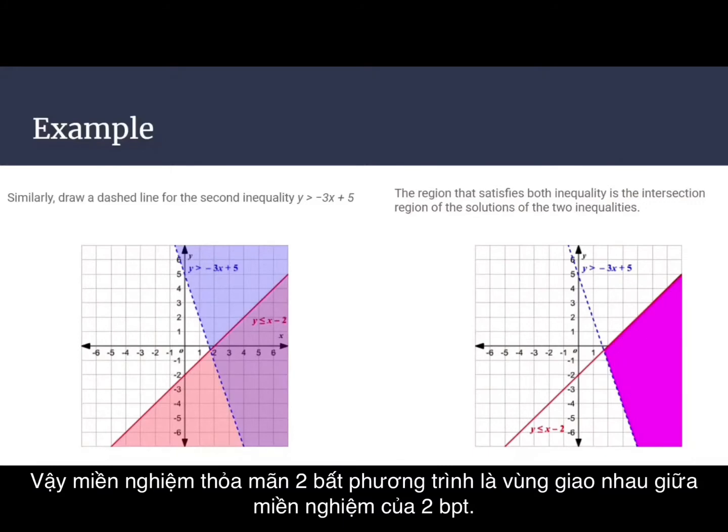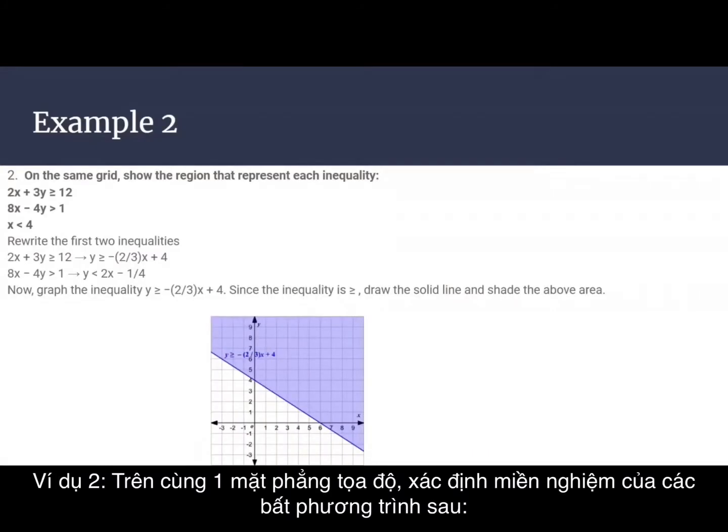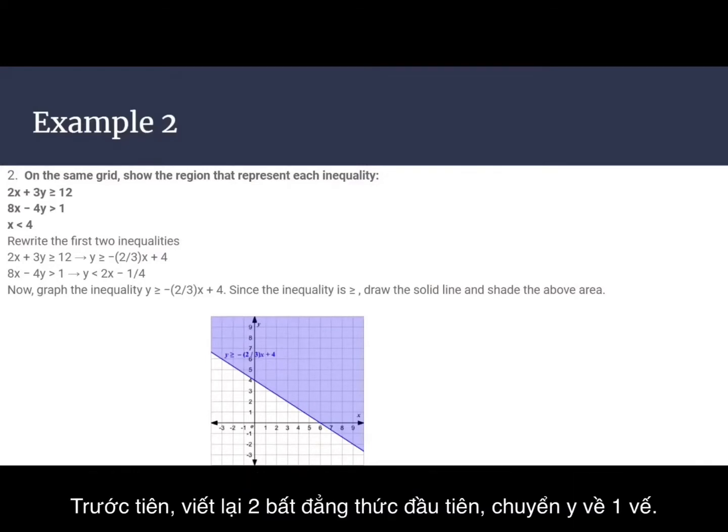Here's another example. On the same grid, we'll show the region that represents each of these inequalities. You can see 3 inequalities below. First, we'll rewrite the first 2 inequalities. 2x plus 3y more than or equal to 12 will become y more than or equal to minus 2 over 3x plus 4. And the second inequality will become y less than 2x minus 1 over 4.